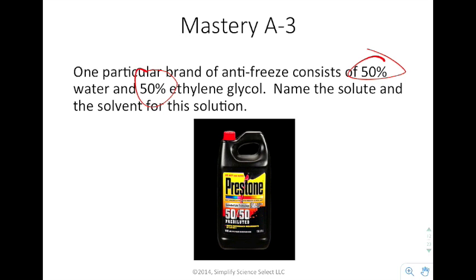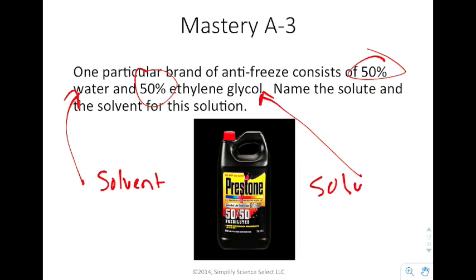If that's the case, we tend to identify water as the solvent just because it's generally considered the universal solvent. And then we would say ethylene glycol would be the solute. But in actuality, since it's a 50-50 mix, it wouldn't matter which one you identified as the solute and which one you identified as the solvent.